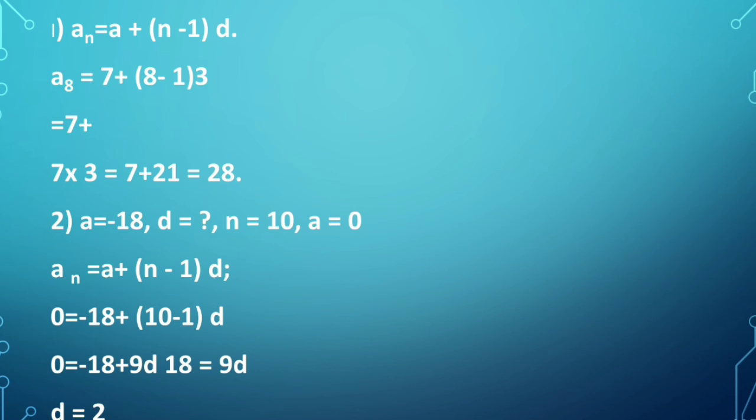In the second, a is equal to minus 18 and d is equal to how much? n is equal to 10 and an is equal to 0. So here an is equal to a plus n minus 1 into d. So we have 0 is equal to minus 18 plus 10 minus 1 into d, that is 0 is equal to minus 18 plus 9d, then 18 is equal to 9d, then d is equal to 2.